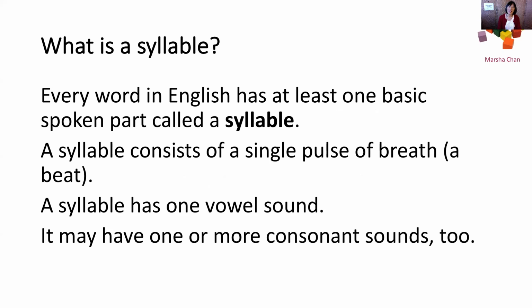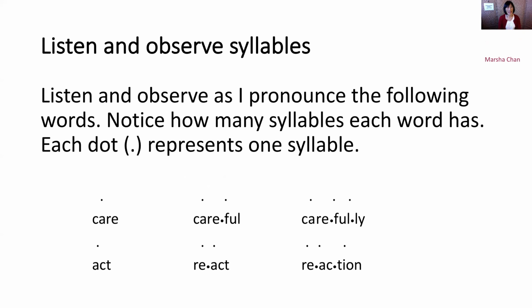What is a syllable? Every word in English has at least one basic spoken part called the syllable. A syllable consists of a single pulse of breath, a beat. A syllable has one vowel sound, and it may have one or more consonant sounds too. Let's listen and observe syllables.